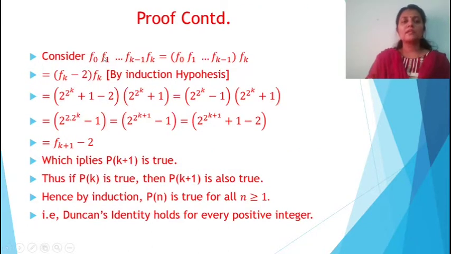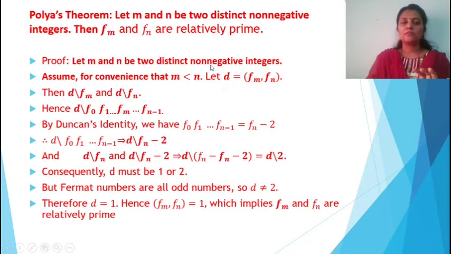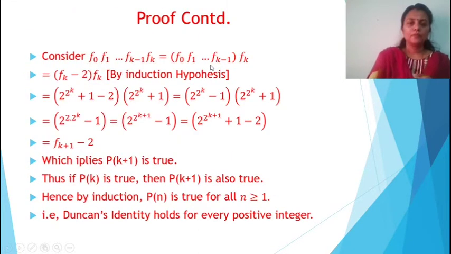Consider the product F0 F1 etc. up to Fk minus 1, into Fk, which is equal to, bracketing F0 F1 to Fk minus 1, this into Fk. This is equal to, by our induction hypothesis, the bracketed term is Fk minus 2, into Fk. So by definition, Fk is 2 raised to 2 raised to k, plus 1.